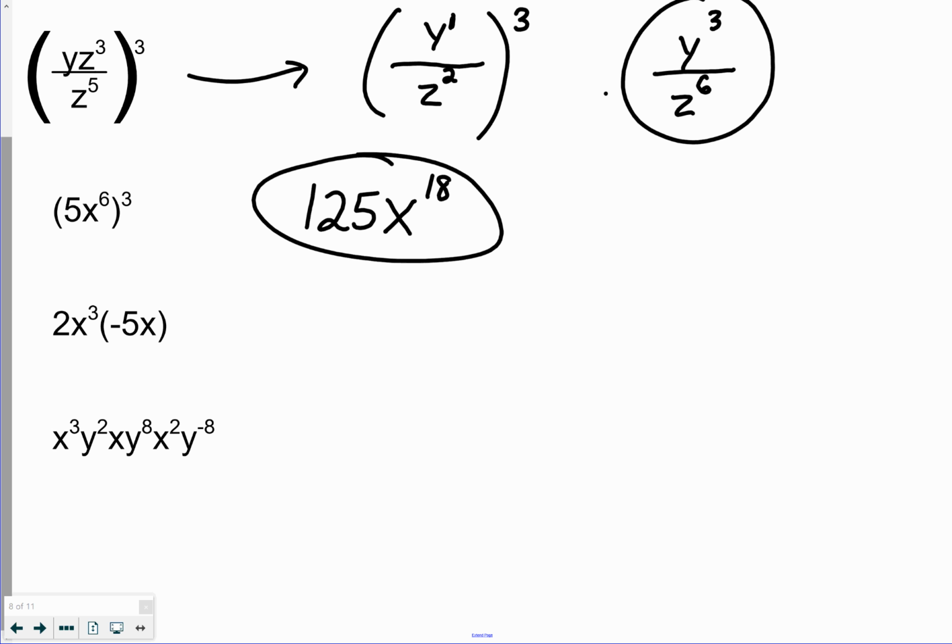2x cubed times negative 5x. This seems a lot like the first one we did. I see 2 coefficients, 2 and negative 5. What is 2 times negative 5? Negative 10. And then I have multiplying x cubed times x. Showed a little work over here. X cubed times x. So what am I going to do with those exponents? Now you're not going to multiply them because that's not power to a power. You're going to add them. And be careful. Make sure you add 3 plus 1, because even though there's no 1 there, it is x to the 1st power. So it's going to be negative 10x to the 4th power.